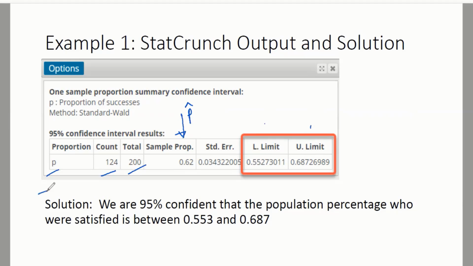So our solution is we are 95% confident that the population percentage or proportion who were satisfied is between our lower limit and our upper limit. So that means between 55% and 69% was our percent of people who were satisfied. We expect 95% of the time for this to work.